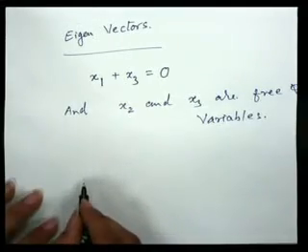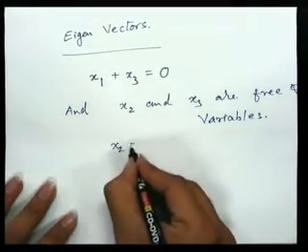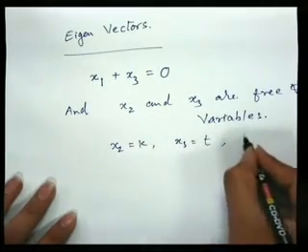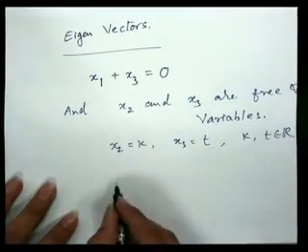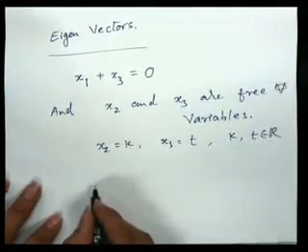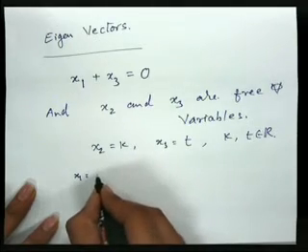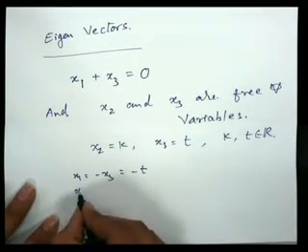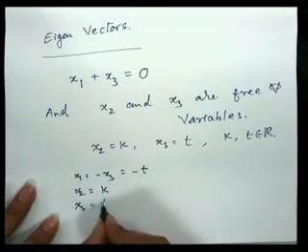So we assign arbitrary values to x2 and x3. Say x2 is equal to k and x3 is equal to t for some k and t belonging to R, where k and t are not simultaneously 0. Therefore we have x1 is equal to minus x3, that is minus t, x2 is equal to k and x3 is equal to t.